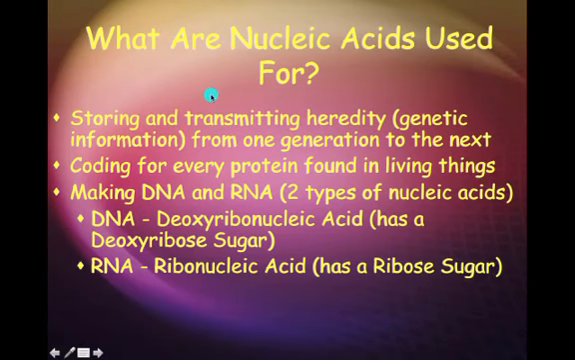Nucleic acids are used for storing and transmitting genetic information, sometimes called heredity, from one generation to the next. Now, most of us know that DNA determines your eye color and your hair color and other things like that. But what we're going to be learning about over the next couple units is exactly how it does that.